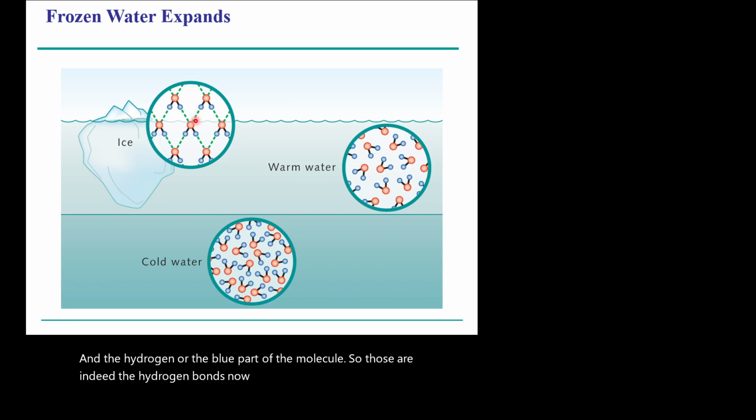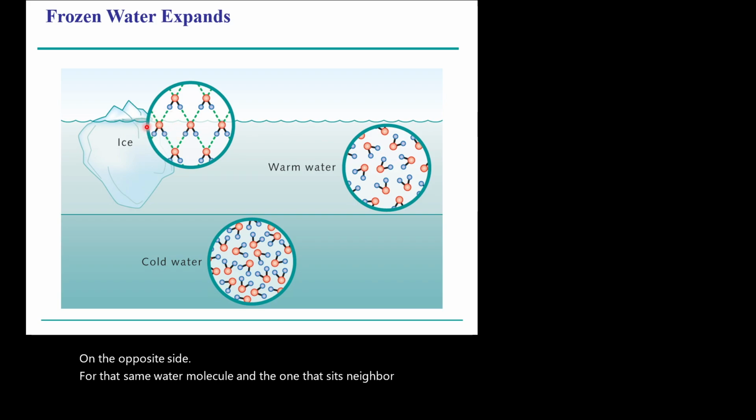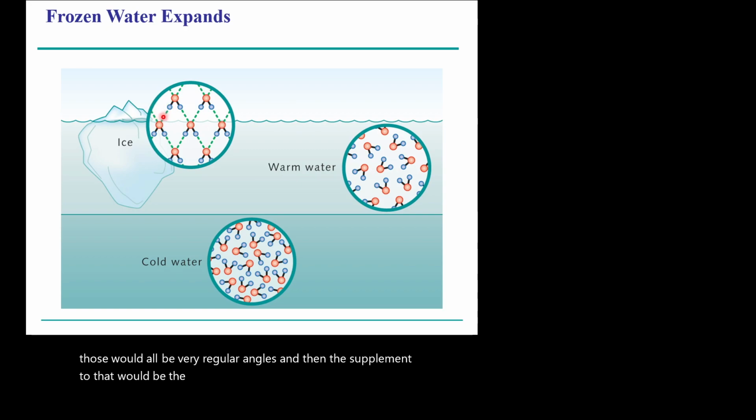Now what's interesting about ice is how those hydrogen bonds create a very specific angle in between those molecules. So there's an angle on where I'm showing the laser right now, and that angle would be the same on the opposite side for that same water molecule, and the one that's its neighbor. Those would all be very regular angles. And then the supplement to that would be the angle that's on the top and the bottom, and they're all the same as well.